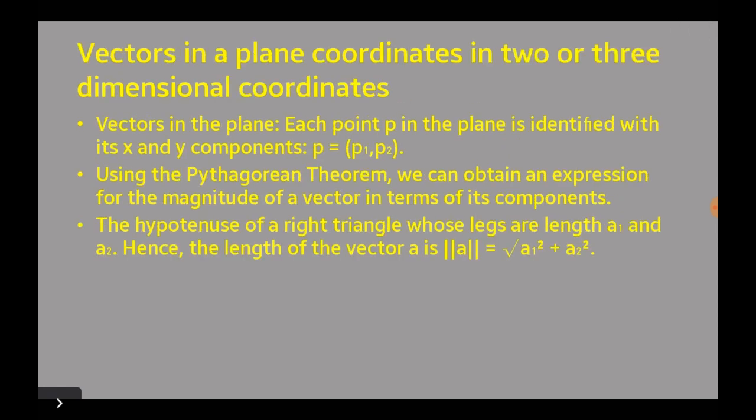Vectors in a plane: in 2 or 3 dimensional coordinates, each point P in the plane is identified with its x and y components, P equals P1, P2. Using the Pythagorean theorem, we can obtain an expression for the magnitude of a vector in terms of its components. The hypotenuse of a right triangle whose legs are of length a1 and a2, hence the length of the vector a is the absolute value of a, which is equal to the root of a1 square plus a2 square.